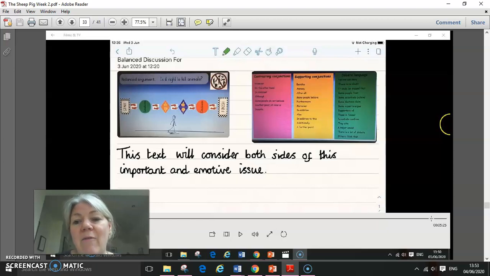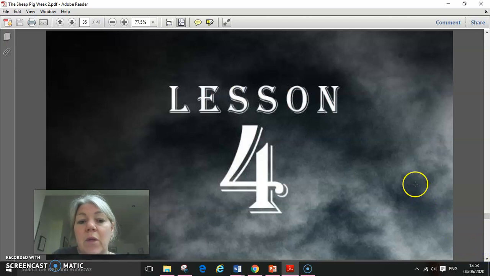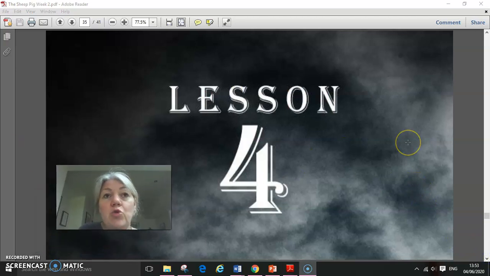Then come back for the final session, where we're going to bring everything together in session 4 and look at the conclusion. We're going to be drawing our arguments together and giving the reader our opinion. This is the part where we're allowed to say what we think.